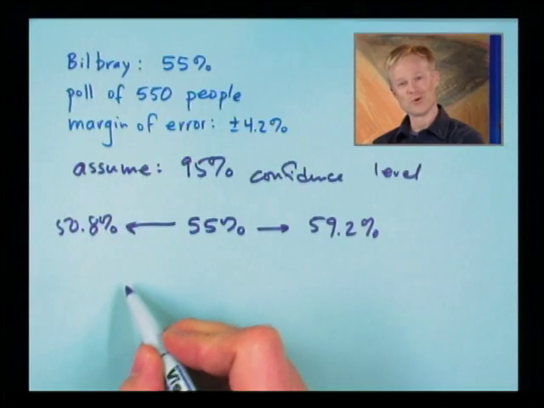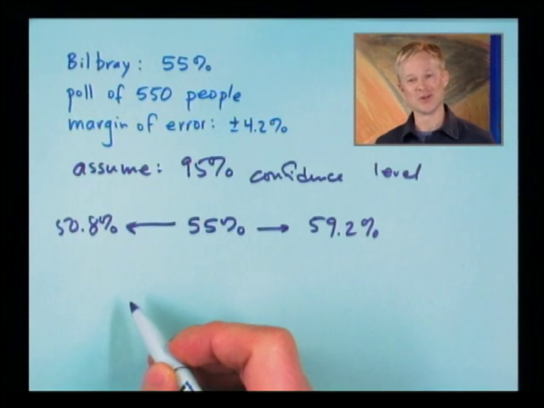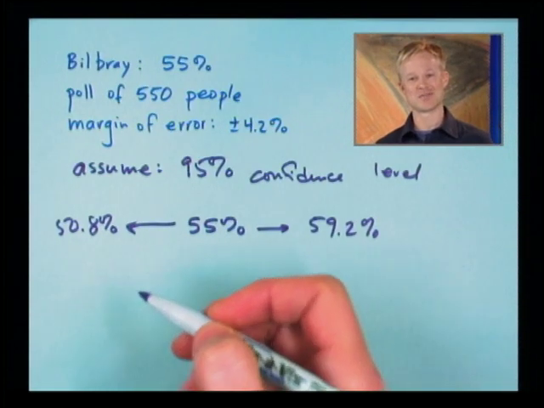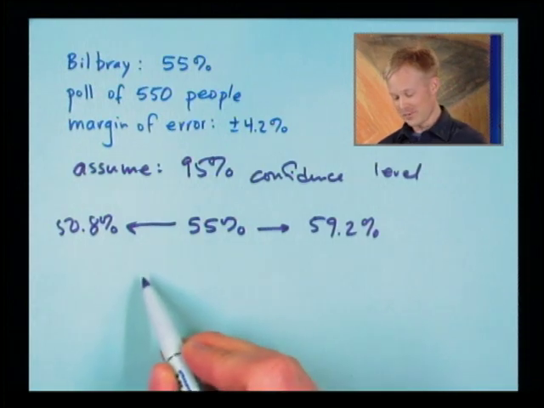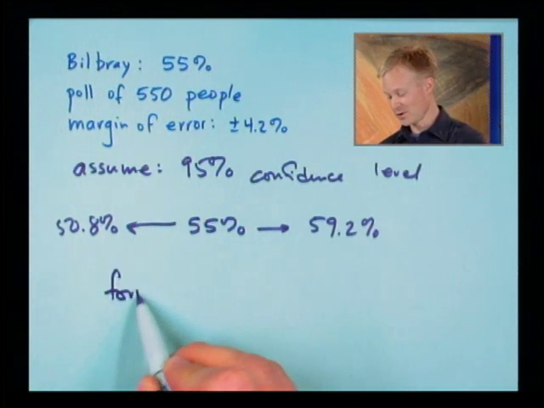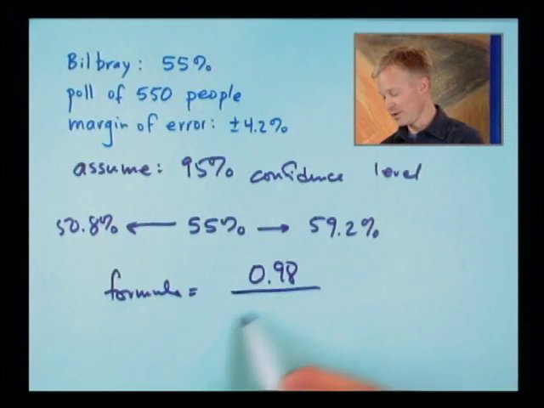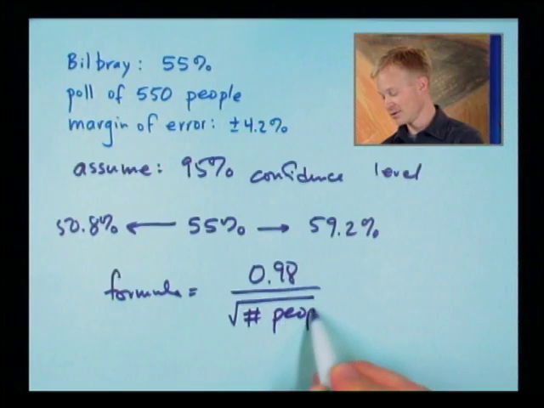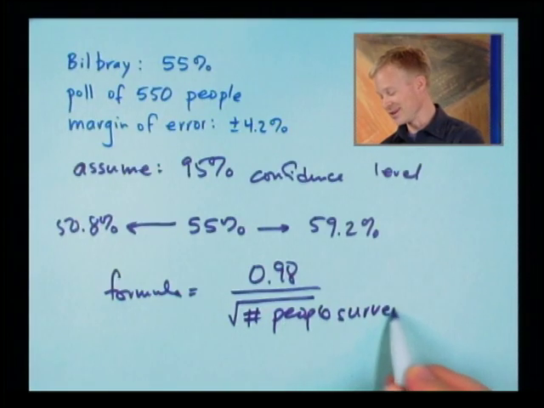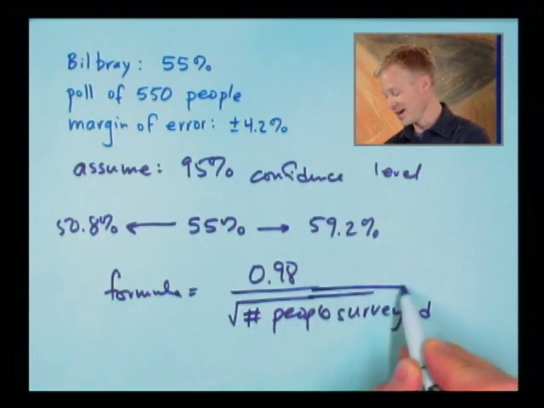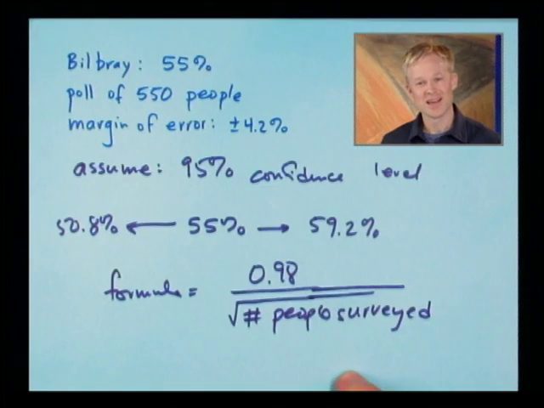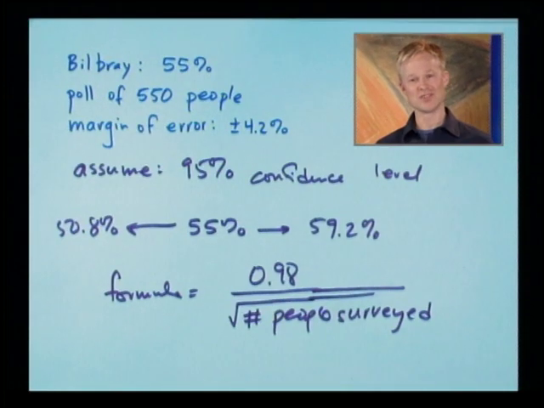Well, there is a little formula I'm going to give you, and you can get much more sophisticated with it if you like. But the formula they use for a 95% confidence level is 0.98 divided by the square root of the number of people in the survey. So there's a couple interesting observations here. And the main one you might find surprising is the margin of error has nothing to do with the total size of the voting population.